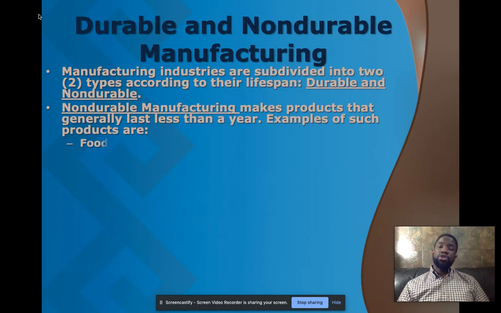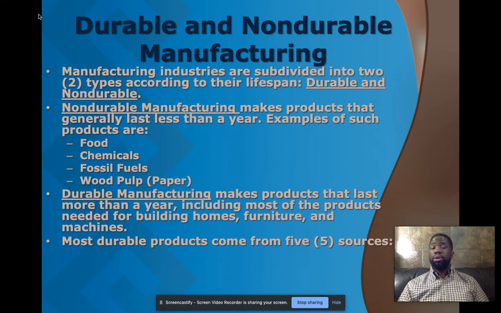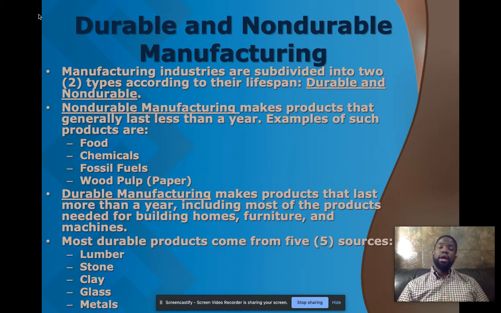Now, let's shift gears to durable and non-durable manufacturing before we close out section two. These are two different types of manufacturing industries that are essential to how those industries operate. Non-durable manufacturing consists of companies that make products that generally last less than a year. Examples are food, chemicals, fossil fuels, and wood pulp that's utilized in order to make paper. These are non-durable products.